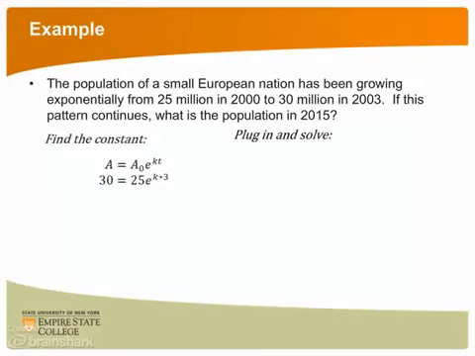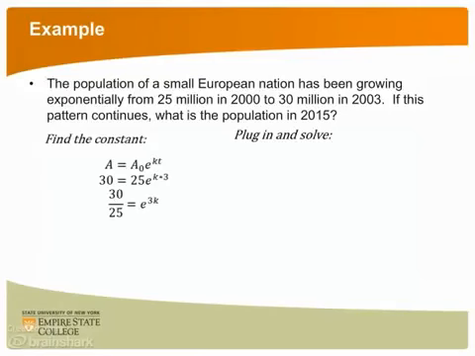We enter our given information. We know that the final population was 30 million, and the initial population was 25 million. We also know that the elapsed time was 3 years. We have sufficient information to solve for the constant, so let's go through the process.